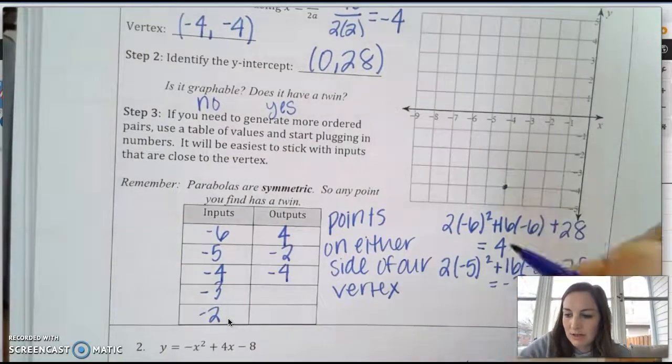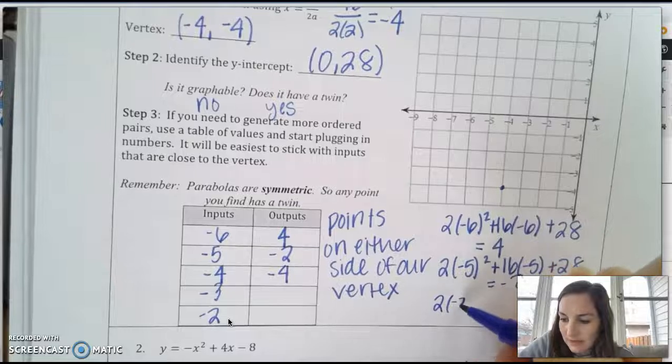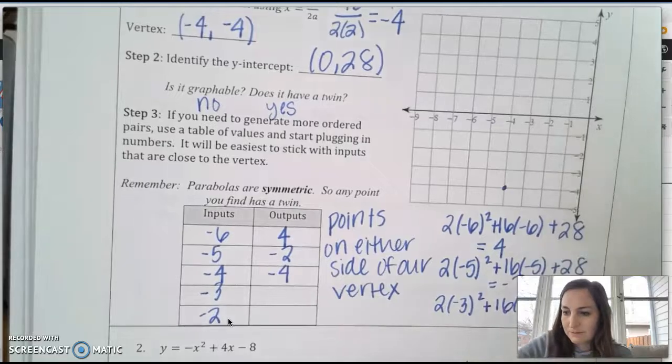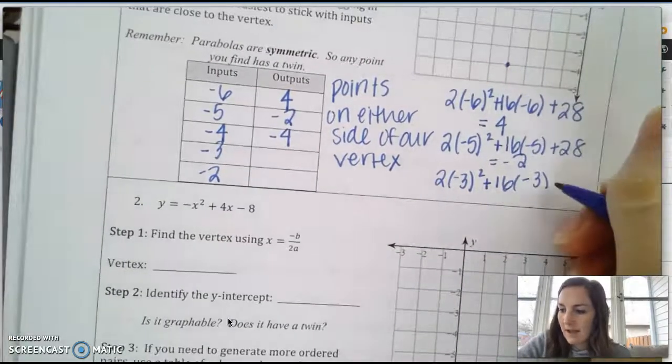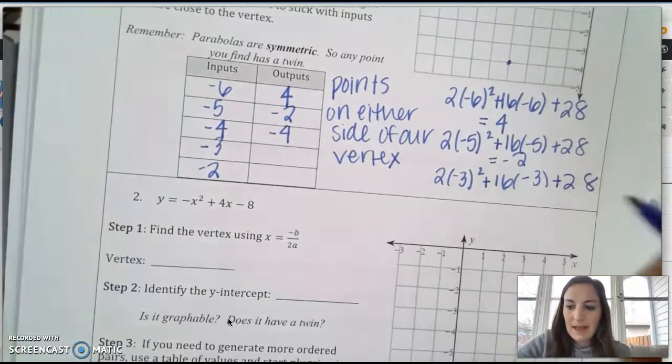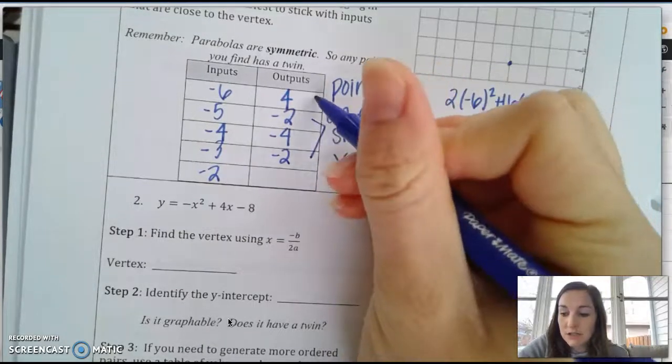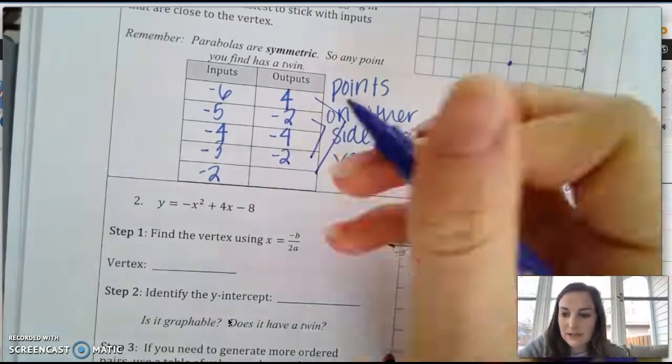And then I'll go on to -3. So I'll do 2 times -3 squared plus 16 times -3 and plus 28. And I'm going to get -2, and I should get -2. These should mirror each other. They should be the same, right? They have twins.